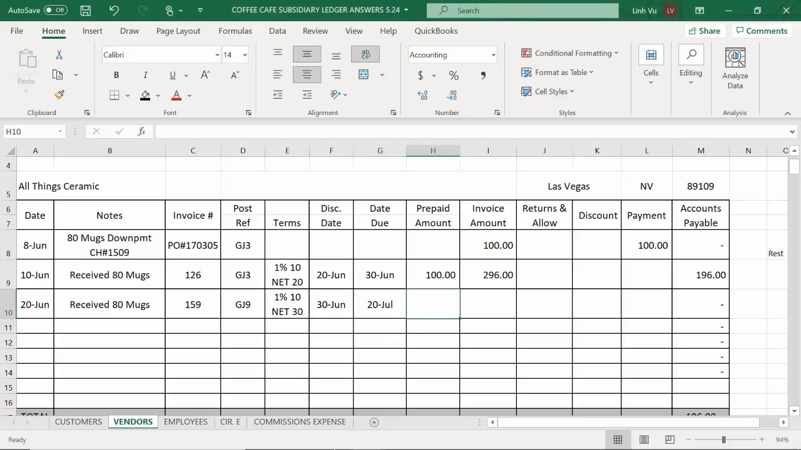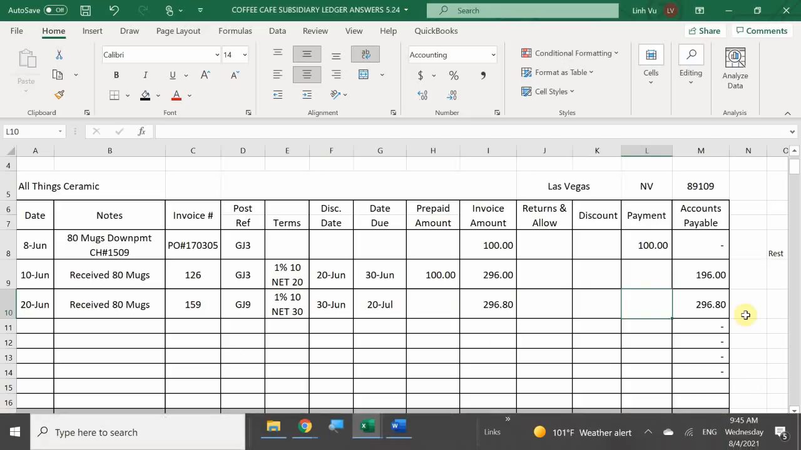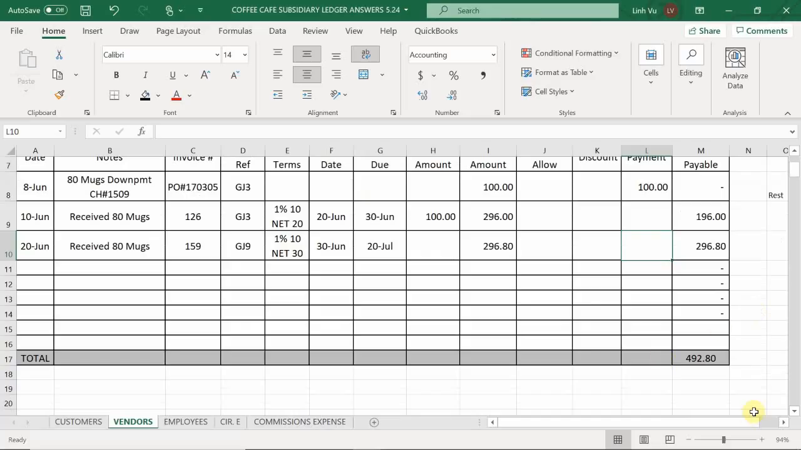30 days later, one month later. Good. Not prepaid. Our invoice amount is $296.80. Good. We didn't make any payment. So our total owing on that line for accounts payable should be $296.80. If you have the grand total at the bottom, we owe them in grand total $492.80.